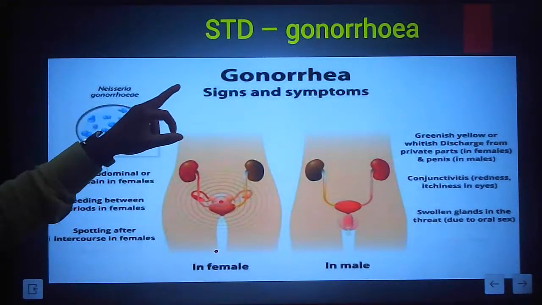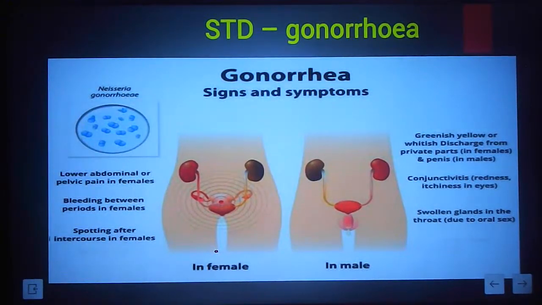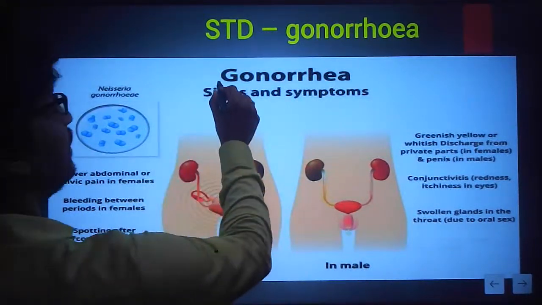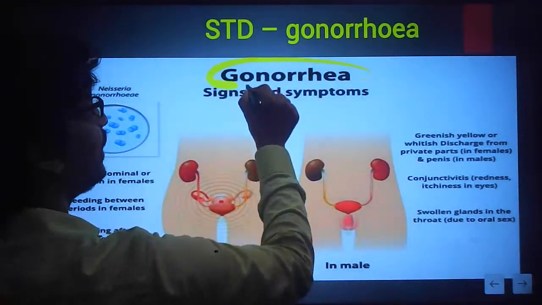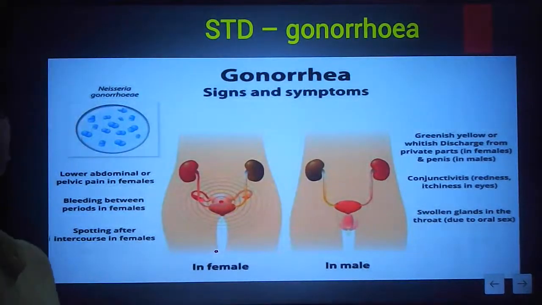The first one is gonorrhea. In the case of gonorrhea, what is the causative agent? Gonorrhea is a bacterial disease. It is caused by a gram-negative cocci.